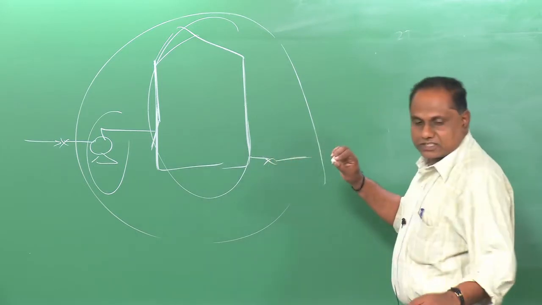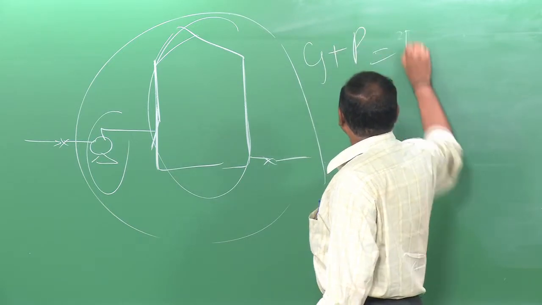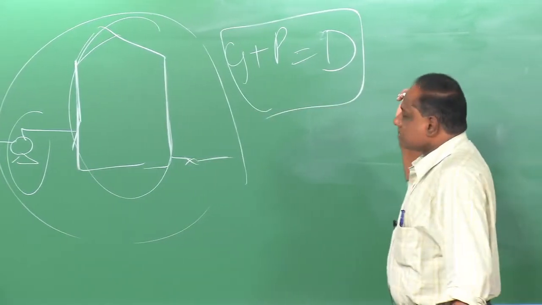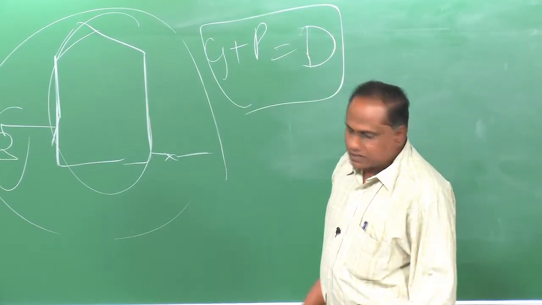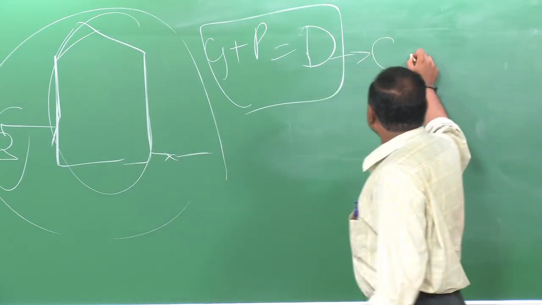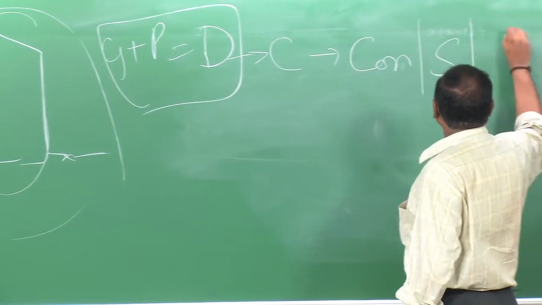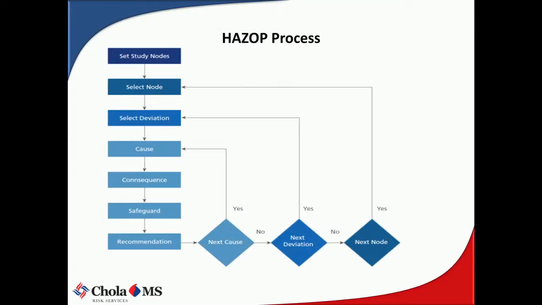Okay, I will just take you through them. When you use the guide words on the parameters, that gives the deviation. So this basically is the hazard: deviation from the design intent. That is, when you use guide words on the parameters, that leads to a deviation. Once you find the deviation, you look at the cause of the deviation, the consequence, then the existing safeguards, and then the recommendations. So this is how it is. You study the node, select a node, maybe a pump, compressor, turbine, pipeline, anything you take, then select the deviation.